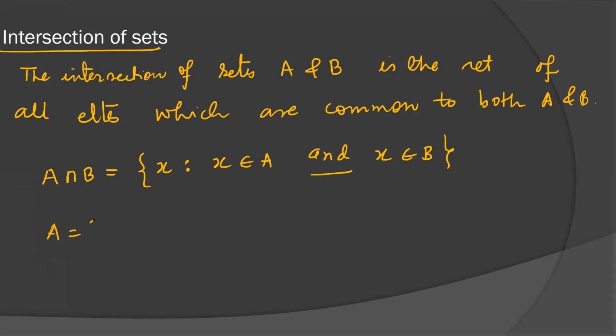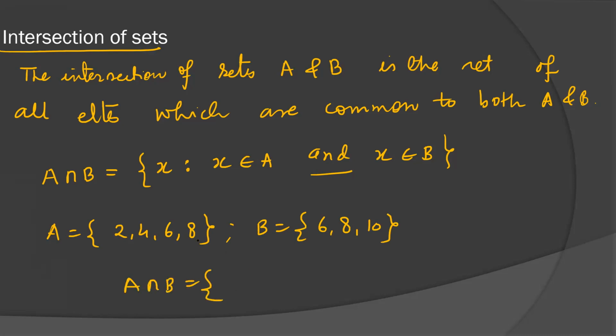Suppose you have set A as 2, 4, 6, 8 and B is 6, 8, 10. Then for A intersection B, what are the common elements? 6 and 8 are the common elements. So this will be the intersection of A and B.